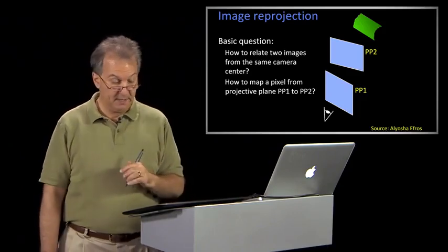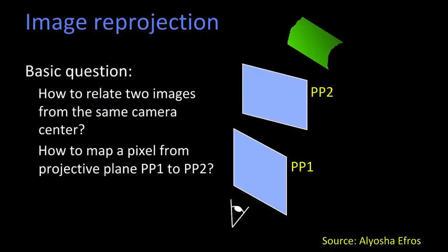Here's the basic question. How do we relate two images, so I have two images, projective plane 1, projective plane 2, where the center of projection of the camera was the same? Okay, so I've got the camera and its center of projection is fixed, and I take two images. So the question is, how do I map from projective plane 1 to projective plane 2?